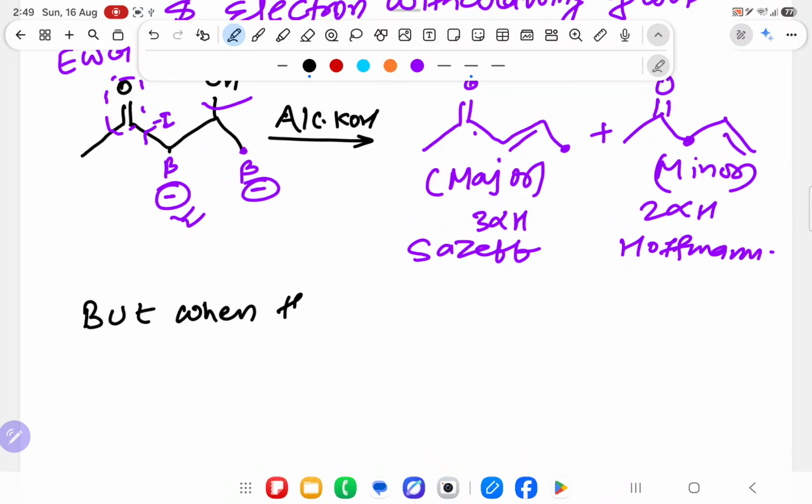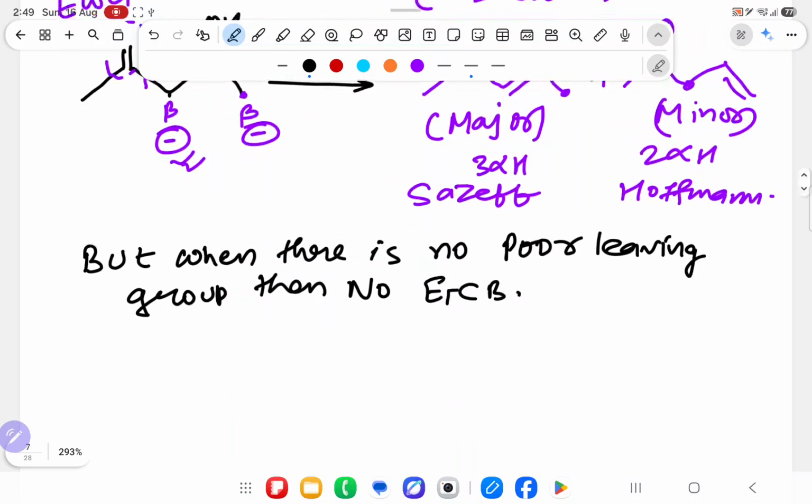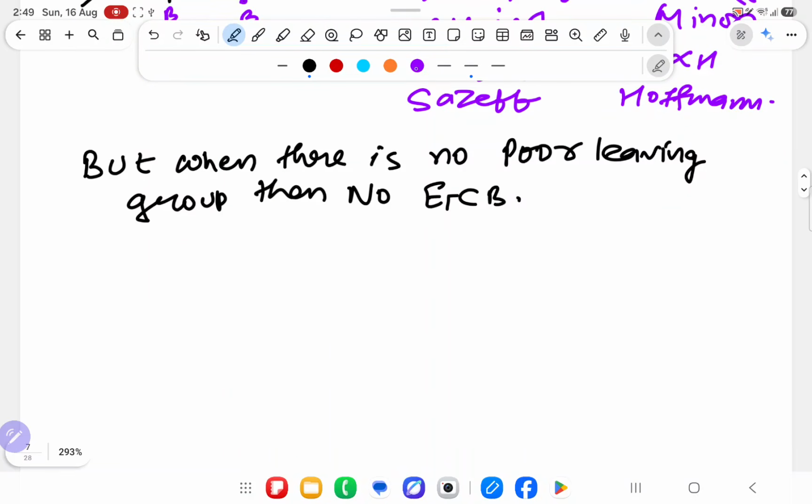But when there is no poor leaving group, then no E1CB. Suppose an electron withdrawing group is there, but a poor leaving group is not there, still no E1CB. Understood? So this is all about the E1CB mechanism. No need to check more examples because very few types of questions come. Only one place it is going to be used, that is aldol condensation.